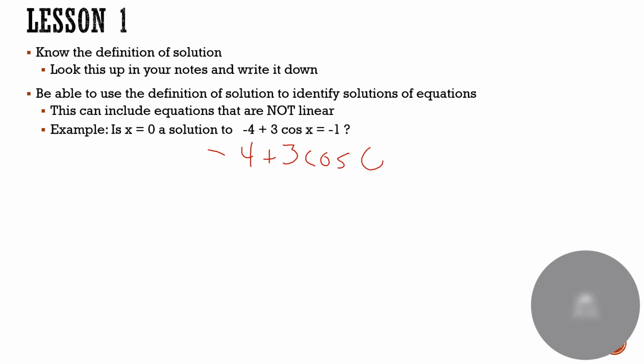And the thing about definitions is that you don't need to know what cosine is. That doesn't change what it means for something to be a solution. So what I would do at this point is I would simply dump that entire expression into a calculator. -4 + 3cos(0). Even though you don't know what cosine of 0 is, you can still do that. And you will indeed get -1 = -1, which is a true statement. And so your answer to the question would be yes.